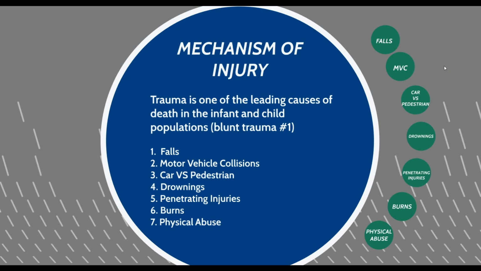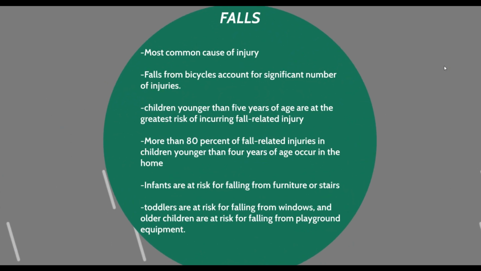But I want to talk about 7 different criteria or mechanisms of injury. First off, we'll talk about falls. Then we'll talk about motor vehicle collisions, vehicle versus pedestrians, drownings, penetrating injuries, burns, and we'll end up with physical abuse. And keep in mind, we're not going to talk about specific injuries. We're just strictly talking about the mechanisms and the age groups they typically affect the most. So let's start off by talking about falls.